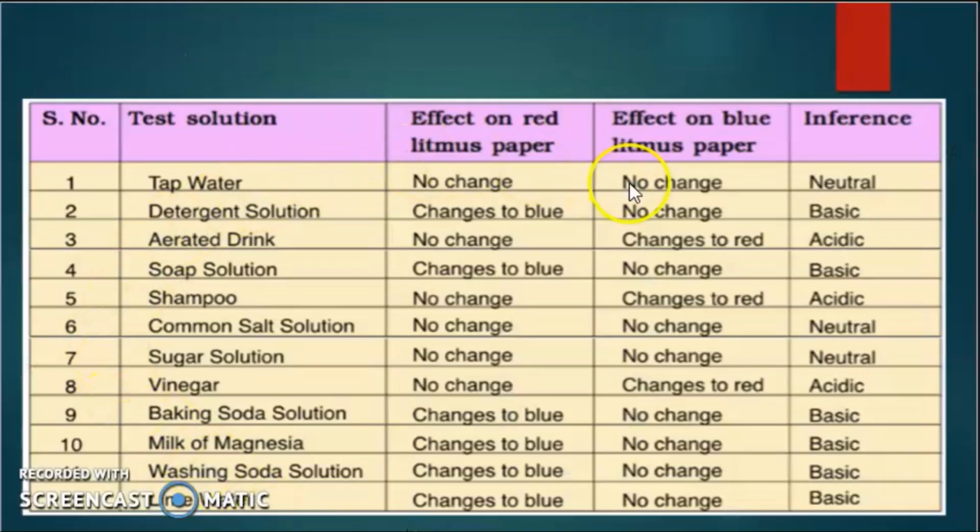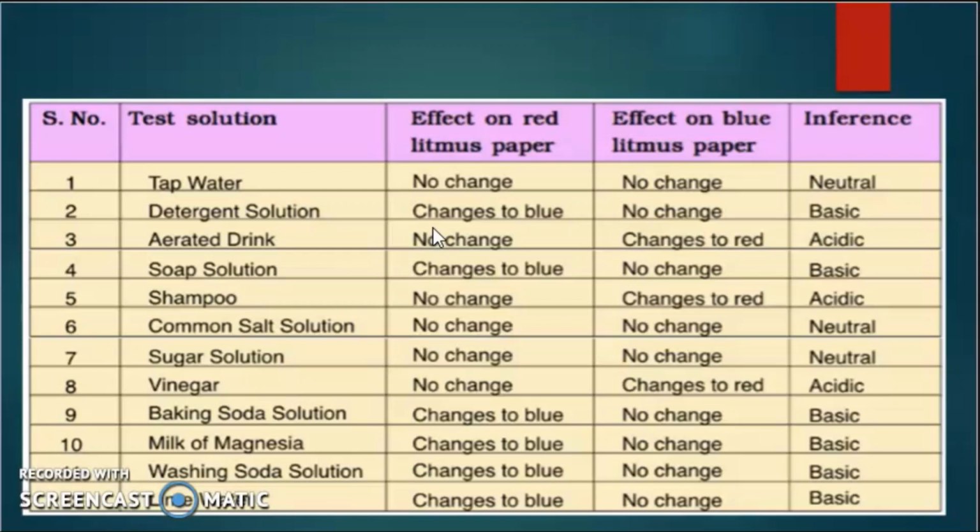So there is a table here. We have tested a few solutions with litmus paper. Let us see the result. Tap water, no change in color in any of the papers. So we can say that it is neutral. Detergent solution, red litmus changes to blue, so it is basic.